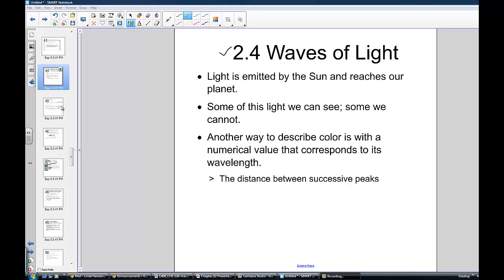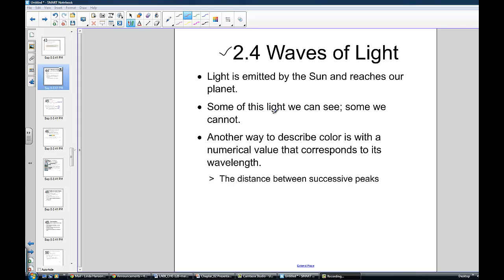Hello everyone. Tonight's lesson will be on waves of light. We're on our fourth section of Chapter 2. We're looking at light emitted from the sun and as it reaches our planet. We'll be discussing UVA, UVB, and UVC radiation, all in connection with our atmosphere and the ozone layer.